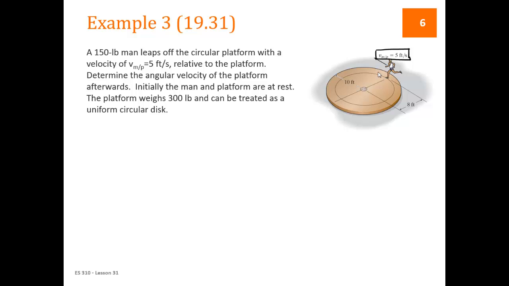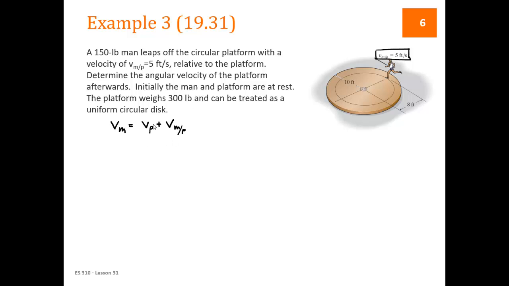So in our case, we have a 150-pound man. He's standing on a platform. He jumps off the platform, and the platform starts to move as he starts to move. His relative velocity is 5 feet per second. So if we remember the definition of relative velocity, it says that the velocity of the man is equal to the velocity of the platform plus the relative velocity of the man relative to the platform.